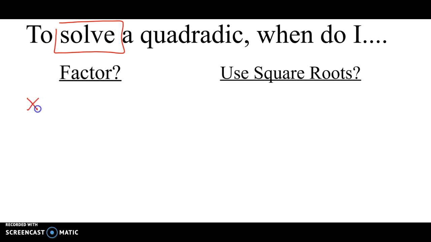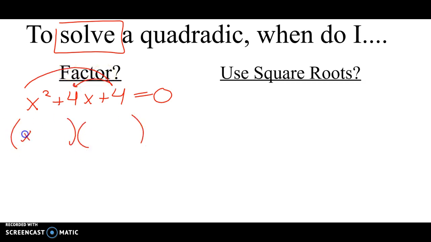So, for example, we would factor this, right? So what factors of 4 add up to 4? 1 and 4. 2 and 2, right? 1 and 4 adds up to 5. Bingo. So the big difference is this right here.